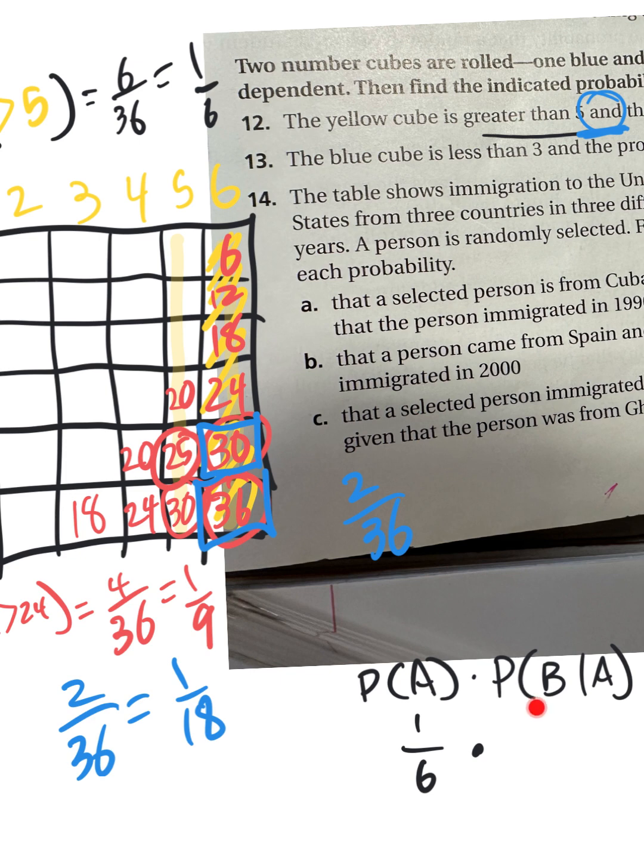See, we know the probability of just B. We figured that out right here. Is 1 out of 9, right? Because there were 4 ways. But what's the probability of B given that A already occurred? Well, now there's only these 2 out of 6 ways. 2 out of 6, which is the same thing as 1 out of 3. And if you multiply those together, you get 1 out of 18, which is what we got from our chart earlier, right?